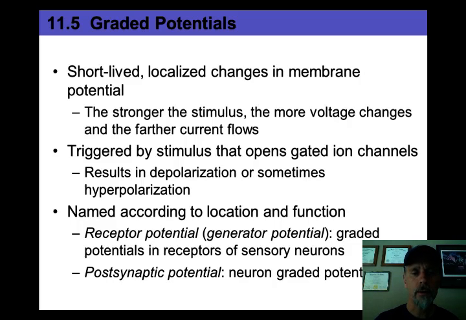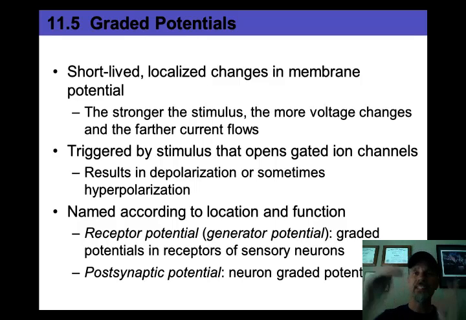So we're going to be starting with our graded potentials. Now, we're going to spend more time on action potentials, but our graded potentials are going to be the thing that we're contrasting with. So this is still changes in membrane potential. And what we find is that graded potentials are short-lived, localized changes. And what we're going to see is that the stronger the stimulus, the stronger we go bzz, bzz, bzz on the cell, the more that voltage is going to change, and the farther that current is going to flow.